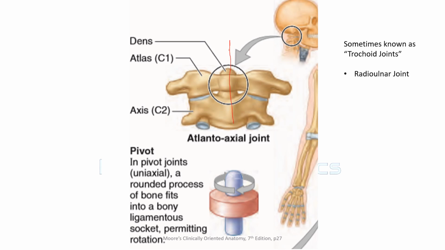So in case of the atlantoaxial joint, this pillar or axis remains, and the socket above it rotates. A similar joint is present in the radioulnar joint. In that case, the axis is the head of the radius, and it rotates.